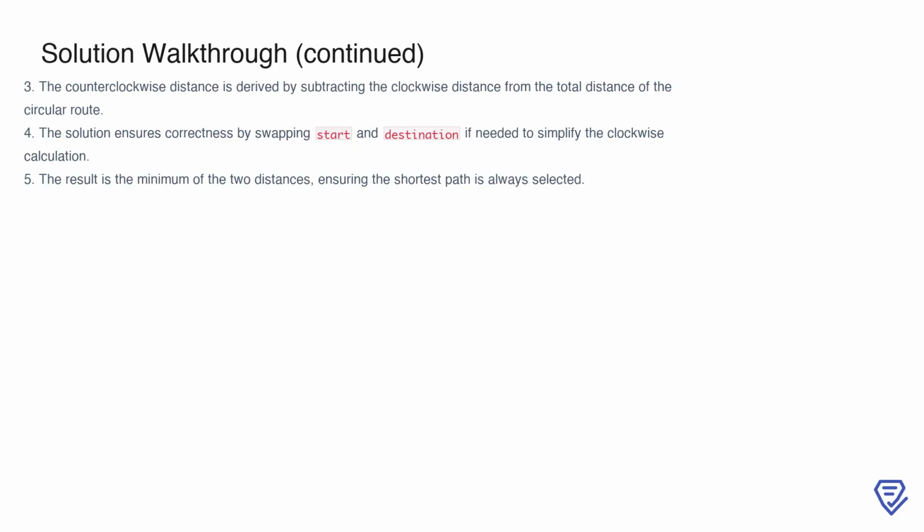Additionally, swapping start and destination when start is greater ensures consistent calculations for the clockwise direction. Finally, the solution always selects the shorter of the two distances, guaranteeing the shortest path is returned. This approach is efficient, leveraging basic arithmetic operations to solve the problem accurately.